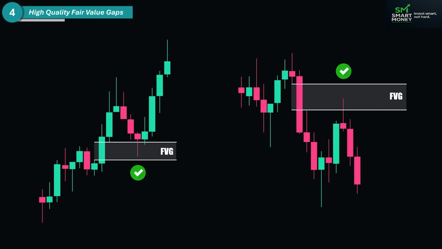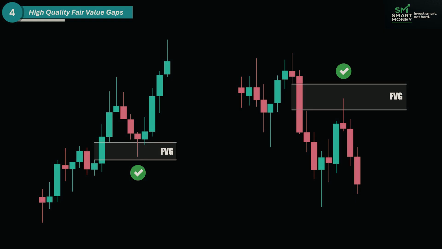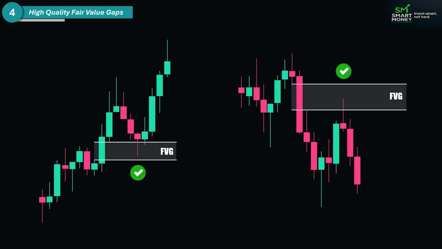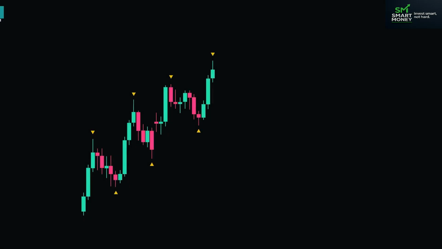To identify high-quality fair value gaps, you need to focus on three key factors: market direction, liquidity, and the retracement levels. When these align with an FVG, that's where the real high-probability trades happen. So let me break down these three important concepts for you. Market direction. Who is in control?